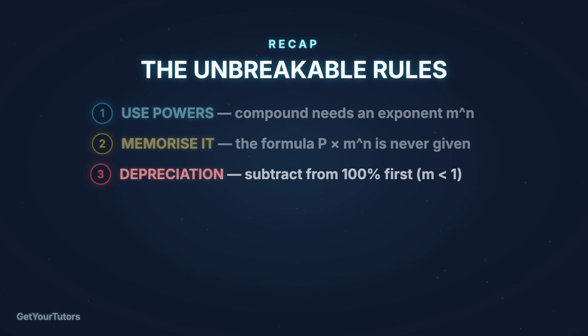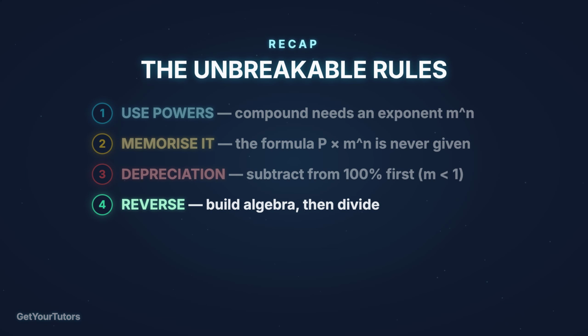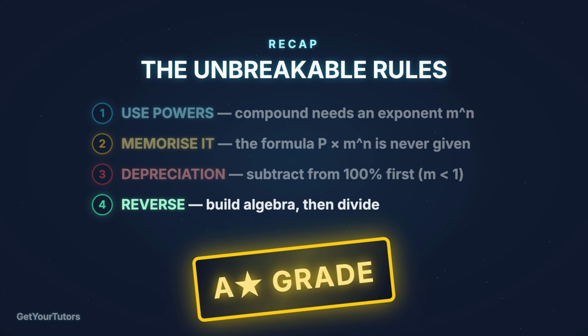Rule 3. For depreciation, the decimal multiplier must be less than 1. Always subtract the percentage from 100% first. Rule 4. For reverse compound interest, never subtract. Always build the algebraic equation and divide to find the original amount.